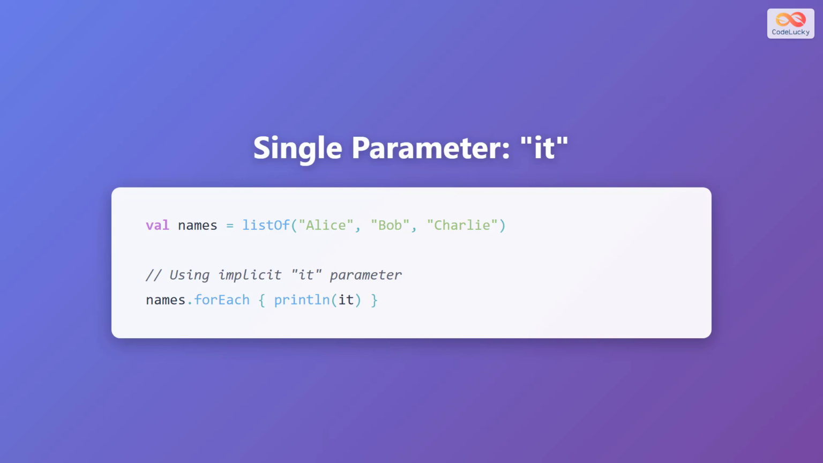When a lambda has only one parameter, Kotlin provides a convenient shorthand called it. Instead of explicitly declaring a parameter name, you can use it to refer to the single parameter. In this example, we have a list of names, and we use forEach to iterate through them. The lambda receives each name as a parameter, and we can access it using the keyword it. This makes the code more concise, especially for simple operations. However, for complex lambdas or multiple parameters, explicit parameter names are recommended for better readability.